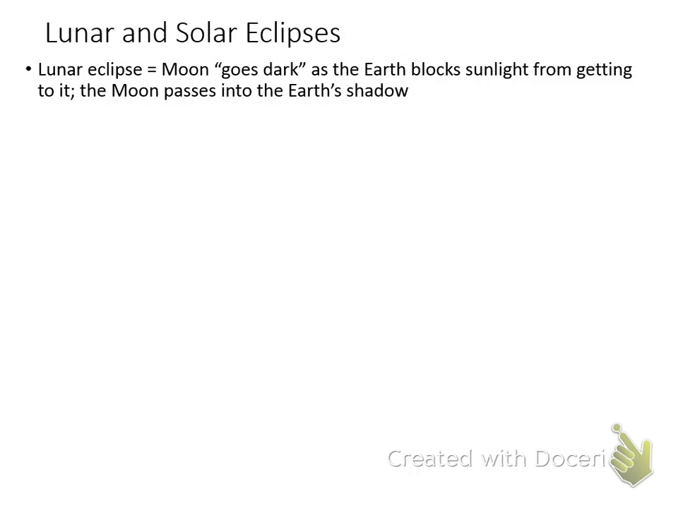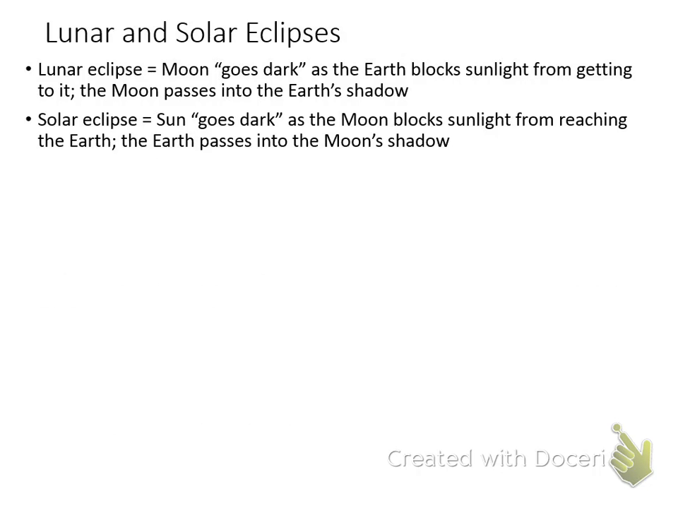Does this make sense that there are times when the moon is lined up just right that the Earth gets in the way of the sun getting to it? Lunar eclipses occur when the moon goes into the Earth's shadow. That's a lunar eclipse. And it only happens potentially when the moon is in its full phase.